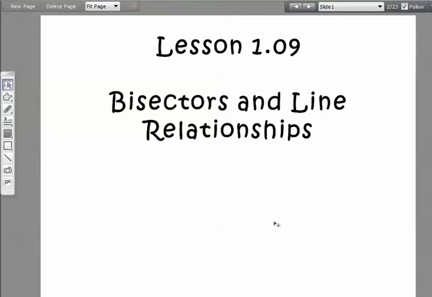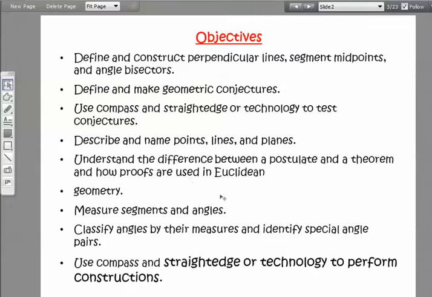Alright, lesson 109, bisectors and line relationships. It looks like there's a lot of objectives that we're going to cover here, but most of it's going to be done whenever you're reading through the LMS or when you're actually working on your problem sets. It says define and construct perpendicular lines, segment midpoints, and angle bisectors. Notice the word construct. Of course, I can't do that in a CC.